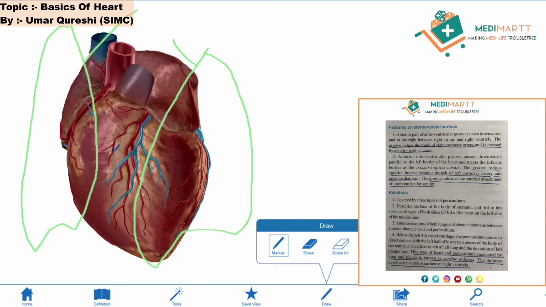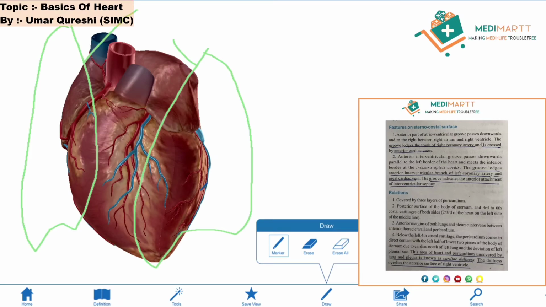So what the author is trying to say is that the third relation is the anterior margins of both lungs and pleura. When we say lung, we have to add pleura with it, because pleura is attached to it. That's why the anterior margins of both lungs and pleura intervene between the anterior thoracic wall and the pericardium. Mainly this is the point. It is telling about the lungs intervening between the anterior thoracic wall and the pericardium. That's not that important.